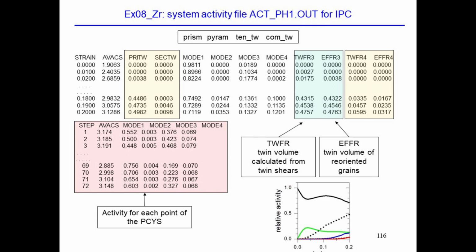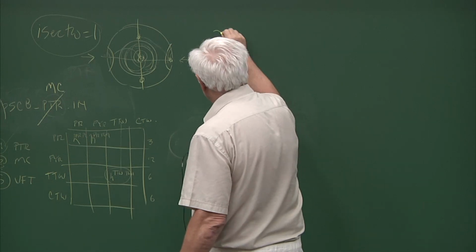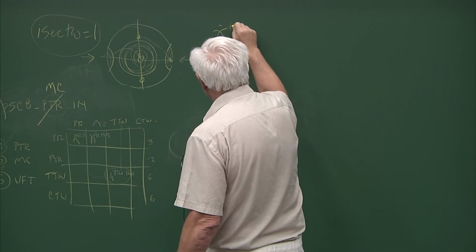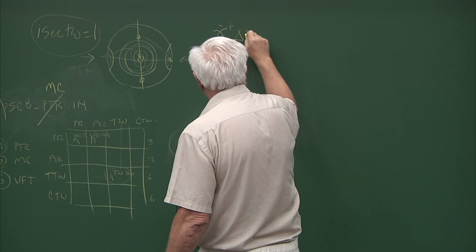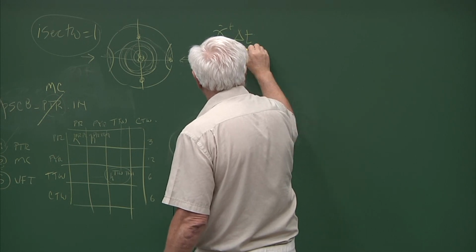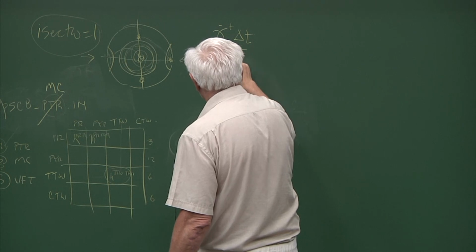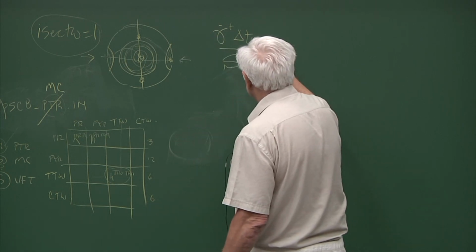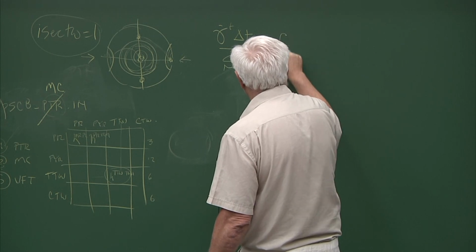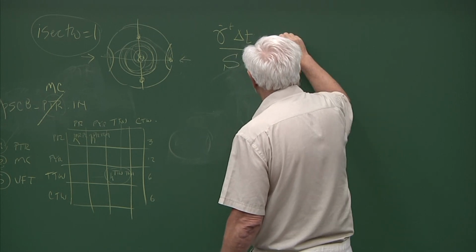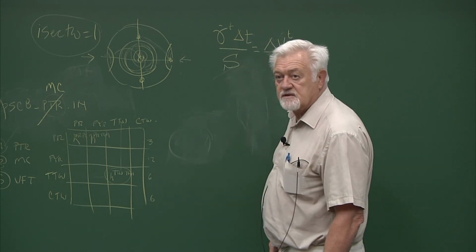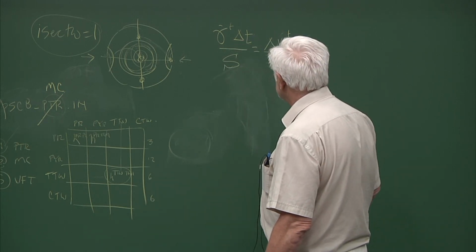These two quantities are important, because this is the twin fraction of the tensile twins, system 3, and the effective fraction of the tensile twin, and the same for the compression twin. I will explain what those 2 columns represent. We said that if you have a shear rate in the twin system times delta T, divided by the characteristic shear of the twin, that gives you a delta F or delta V for that twin. That is a kinematic relation.